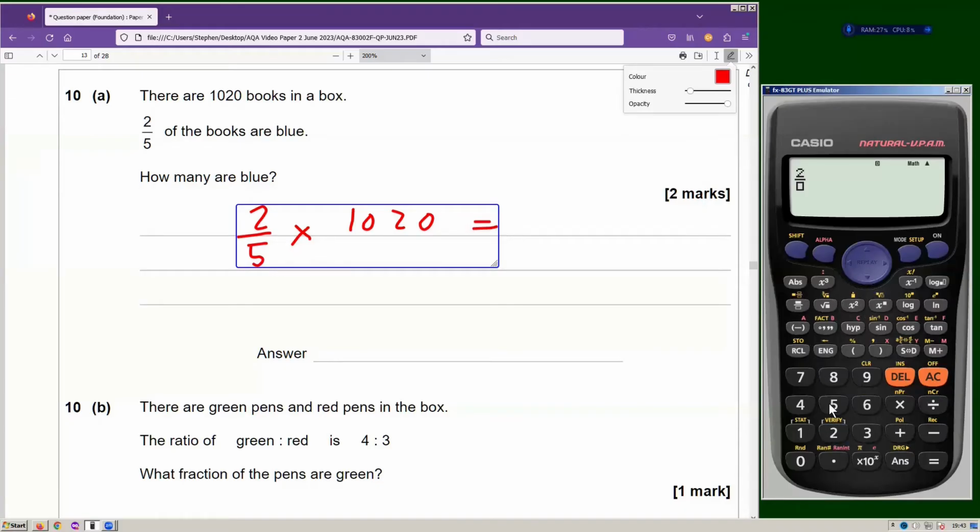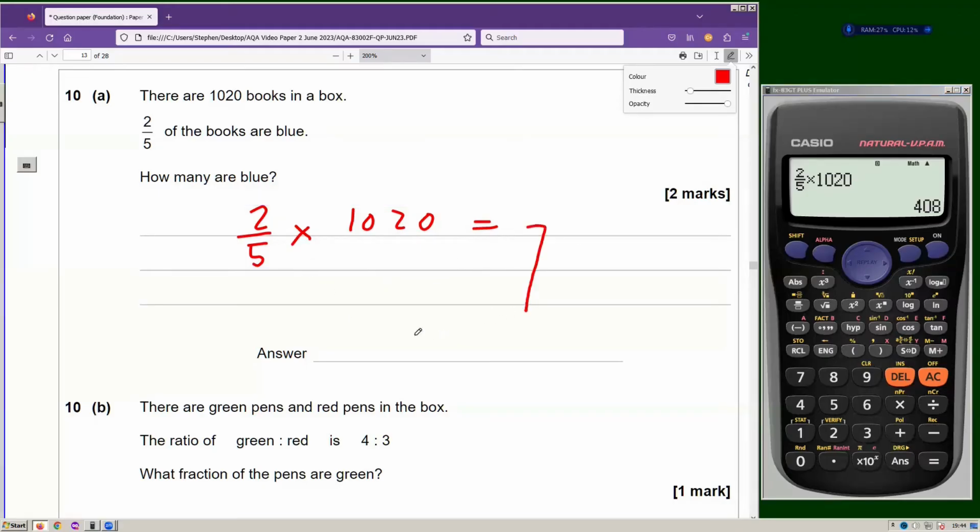The way I'm going to do it is I'm going to show it as a fraction. 2/5 like this, times 1020. 408. Does that sound about right? Yes, it'd be just less than half. So again, here we go, 408.